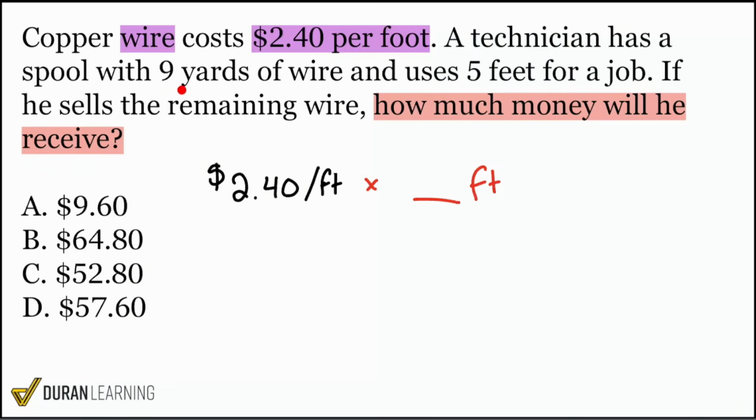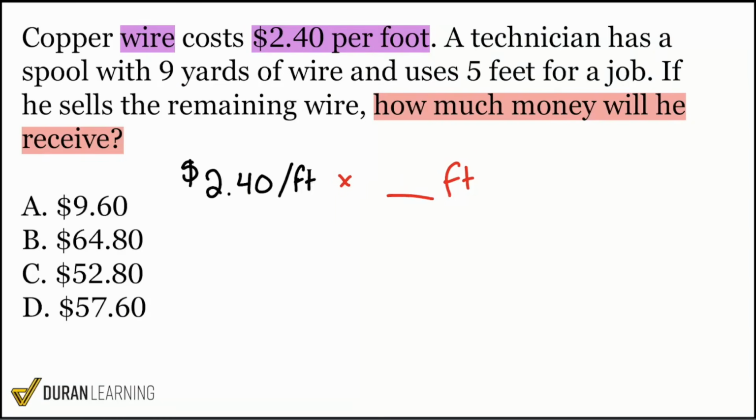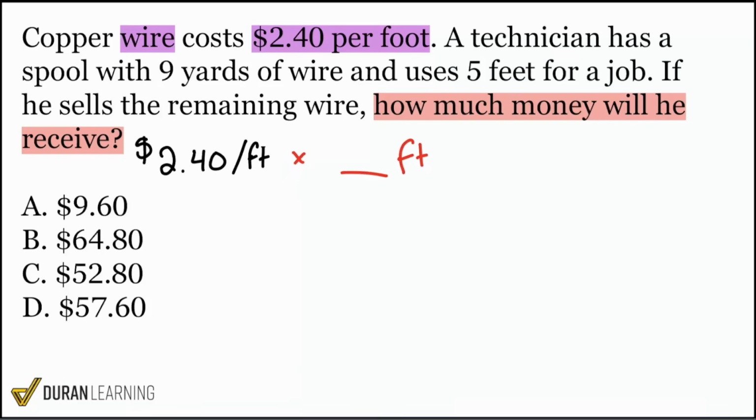So the spool had 9 yards of wire. So let me just take this, move this over here just a little bit. And then we had 9 yards of wire. And everyone, if we use 5 feet of it for a job, what operation are we doing? If we use 5 feet of it, what operation are we going to be doing? 9 yards that we had in the beginning. Yeah, we'll subtract the 5 feet that we used because that'll give us how much is left.